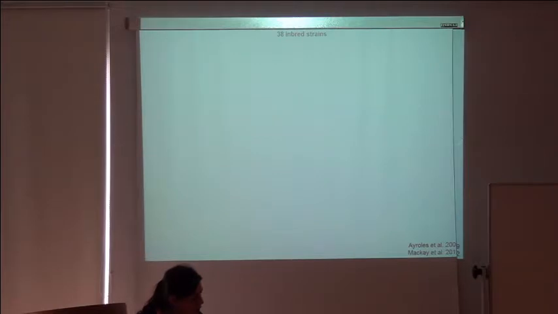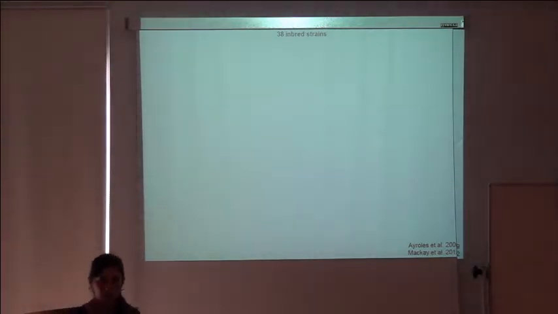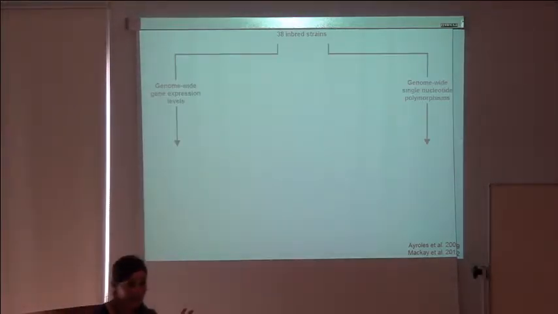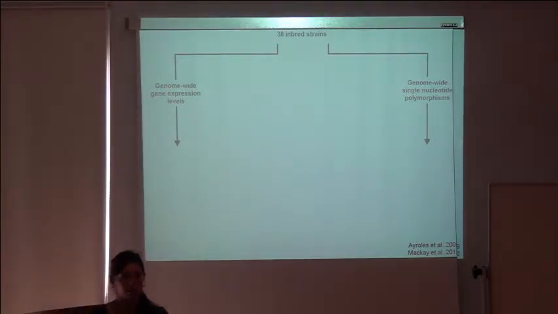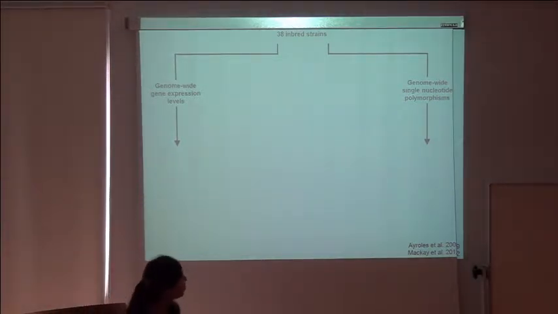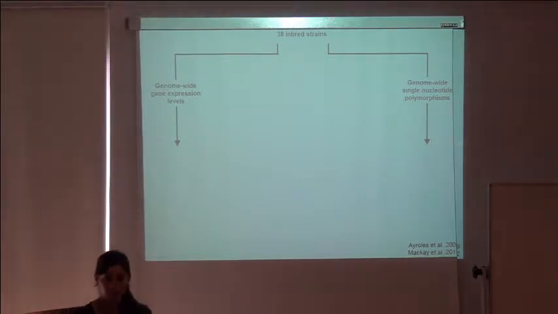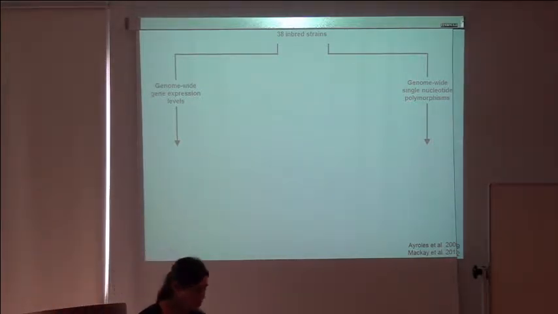Okay. So now the group of Trudy Mackay in the US, they were kind enough to generate some inbred strains like this. And the most important thing they did was to analyze them with microarrays to come up with genome-wide gene expression levels. Unfortunately, whole body expression levels, not head, but still. And they also sequenced the genome of every strain. This is why we can tell they're identical also. And to come up with all the single nucleotide polymorphisms, which I'm going to call SNPs from now on.